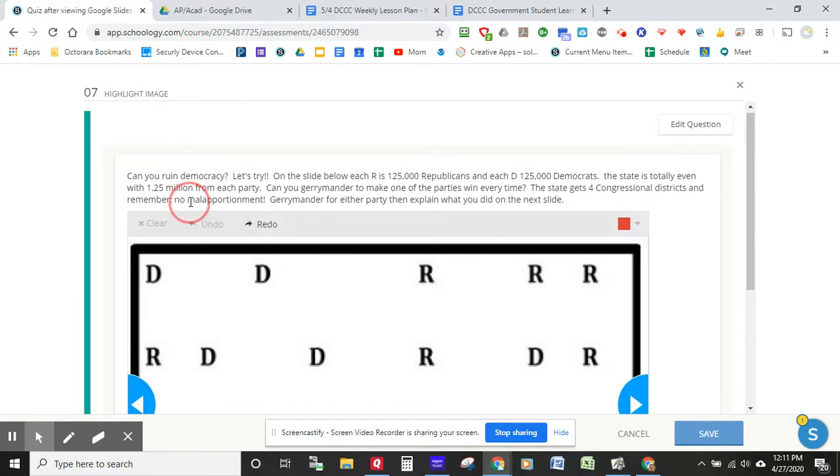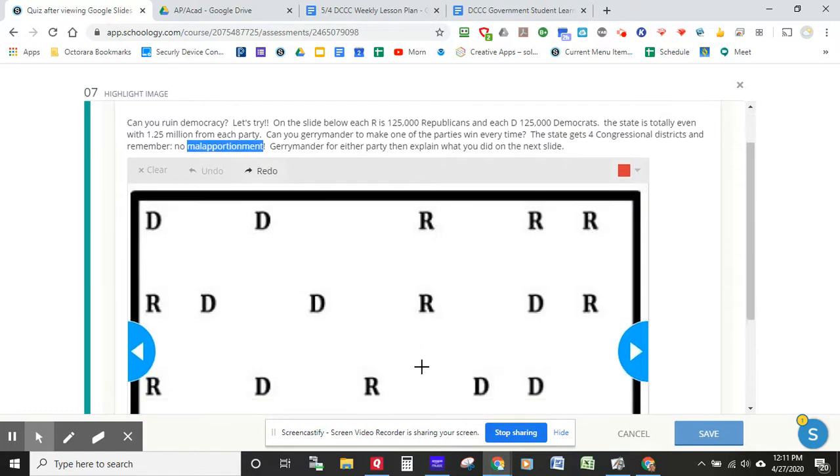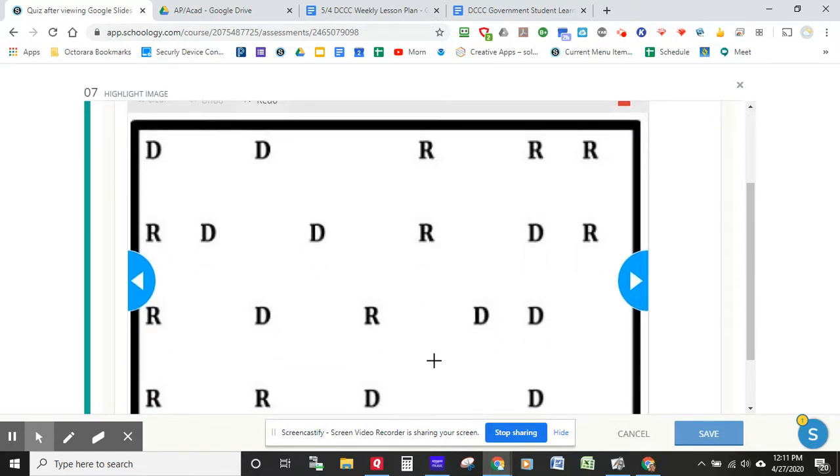The other thing we remember is that we cannot malapportion. The Supreme Court has said every box has to have the same number of people in it. So it didn't matter which political party you picked, but you had to gerrymander for one or the other. And if you counted, there are 20 letters on the slide, 10 Republican R's and 10 Democratic D's. So we have to put 5 letters in each box because 4 boxes times 5 letters each gives us 20.